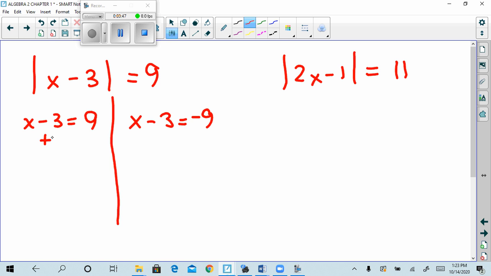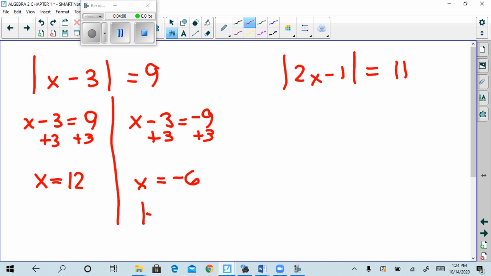I'll then use one inverse operation. I get x is equal to 12 as one possibility. I'll add 3 to both sides, and I get x is equal to negative 6 as my other solution. 12 minus 3 is 9. Absolute value of 9 is 9.